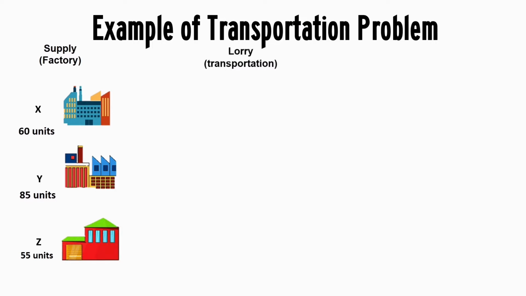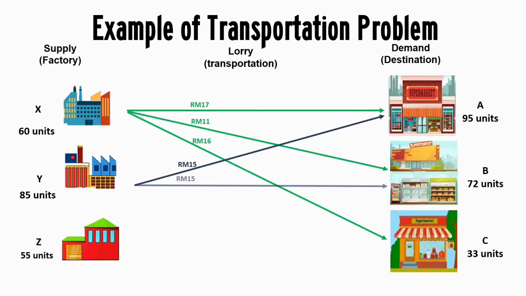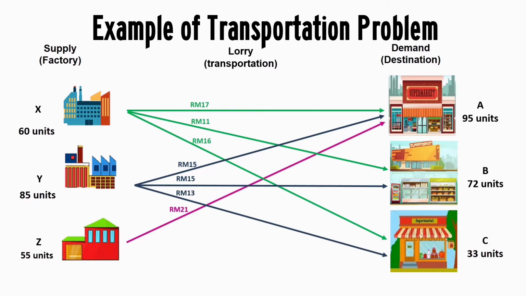For example, market A, which demands 95 units of pillow, market B and market C are 72 units and 33 units respectively. The cost per unit of transporting the pillow from factory X to demand A is RM17 per unit, X to B is RM11 per unit, and X to C RM16 per unit. And the other transportation costs of factory Y and Z are represented by the blue and pink line respectively.